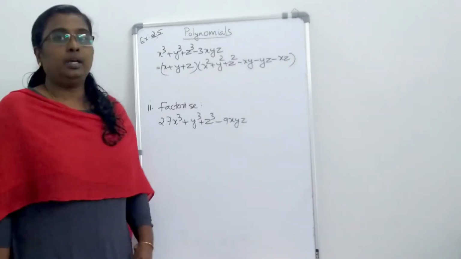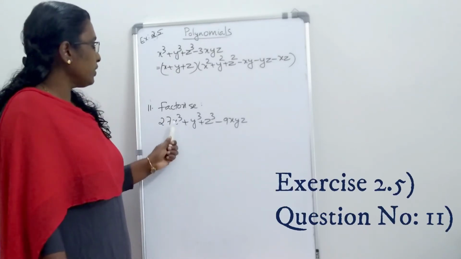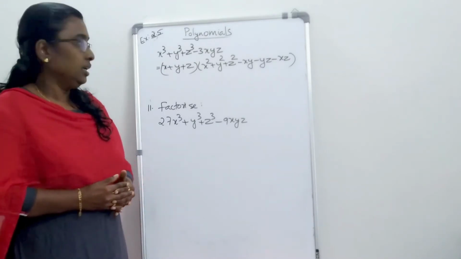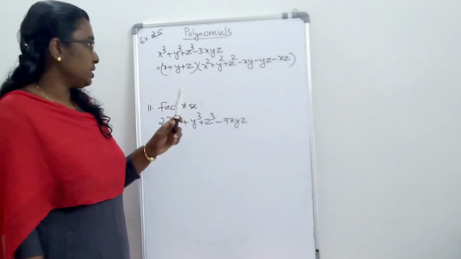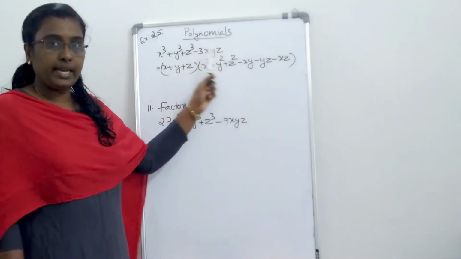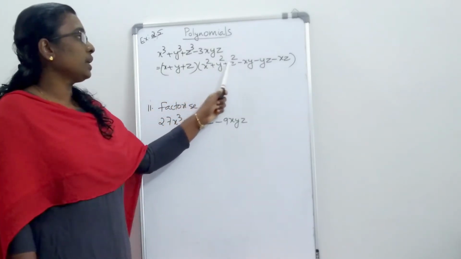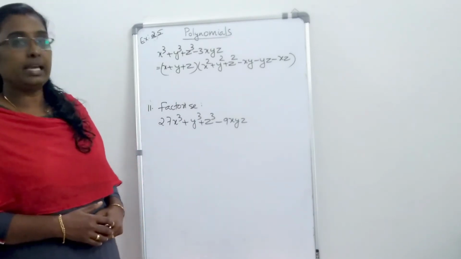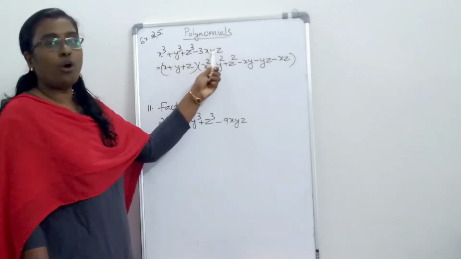Okay. The 11th question is also factorization. Factorize 27x cube plus y cube plus z cube minus 9xyz. Before that, you should remember one more identity: x cube plus y cube plus z cube minus 3xyz equals x plus y plus z into x square plus y square plus z square minus xy minus yz minus xz. So we make this expression in this form.